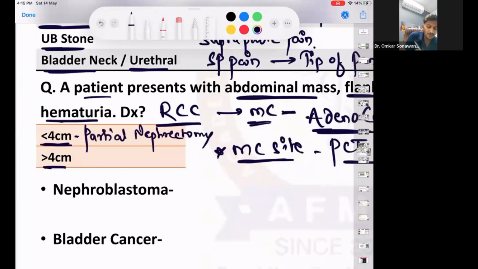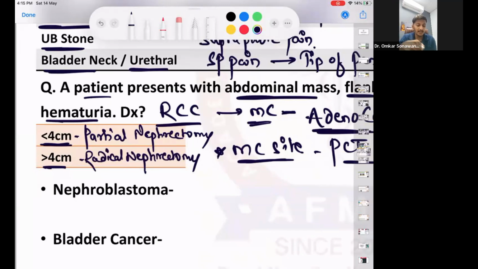Whereas if it is more than 4 centimeter, then a total nephrectomy is to be done. Less than 4, partial nephrectomy. More than 4, total nephrectomy, or we will call it a radical nephrectomy. Why radical nephrectomy? Because along with that, we will also remove the lymph nodes as well. So 4 centimeter is the cutoff.